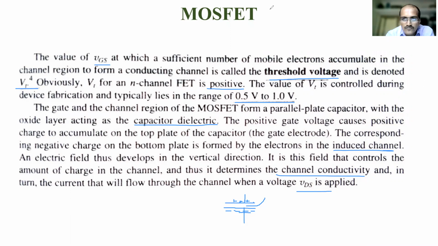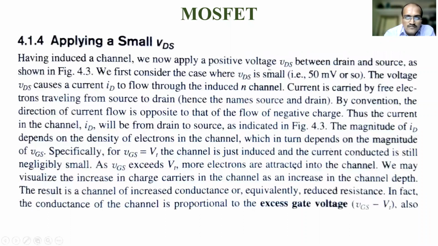So now we apply a small VDS, because the channel is formed now, so we start conducting through the channel. Having an induced channel, we apply a positive voltage VDS, drain to source. Source is grounded, so the drain voltage we are applying. Similarly the gate voltage we applied, with source grounded, is VGS. That is the input voltage and this is the output voltage. Between drain and source we apply VDS, and we first consider the case where VDS is small; another case we'll consider is large VDS. Now we'll consider a small VDS, a value of approximately 50 millivolt.